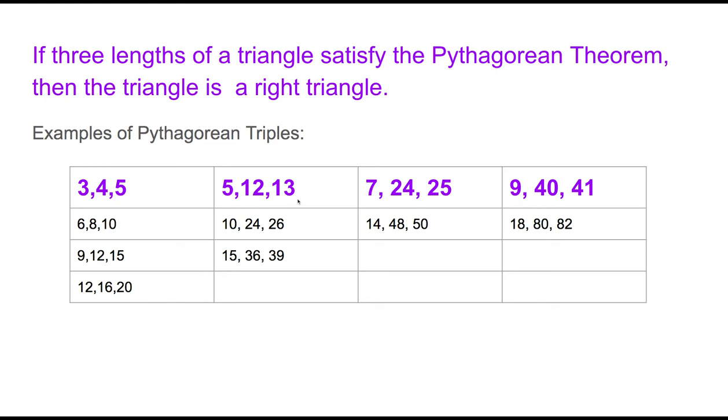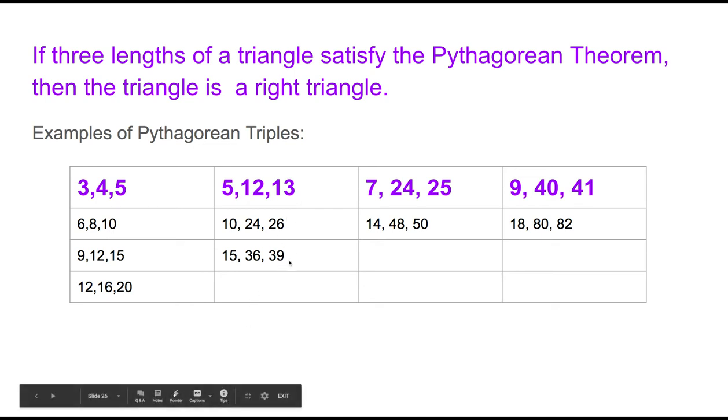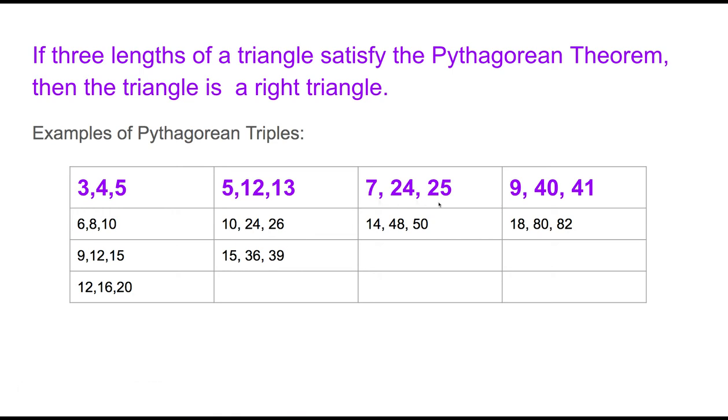5, 12, 13 comes up often, and its multiples also work. I could have kept going with the multiples forever, but you don't really see them with the bigger numbers. 7, 24, 25 is another, more rare Pythagorean triple, and 9, 40, 41 is another. Now there are plenty of others. 8, 15, 17 comes to mind as another Pythagorean triple. But these come up a lot, and they also have a kind of a cool pattern. Let's see if you can spot it.